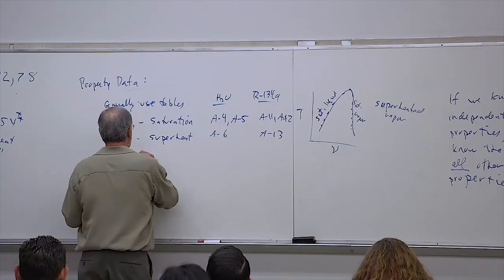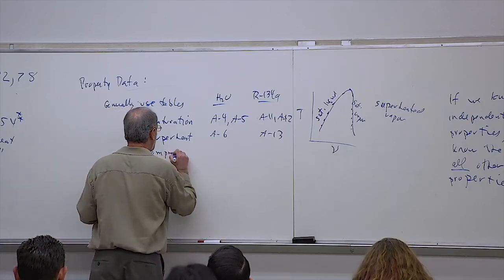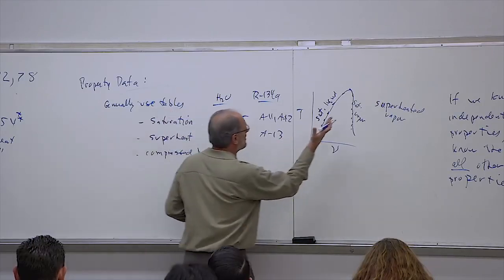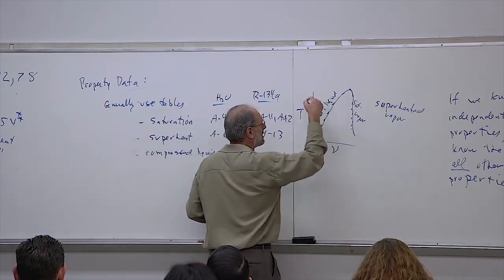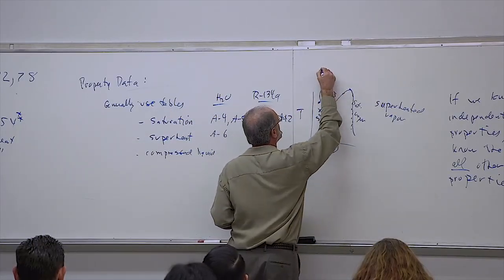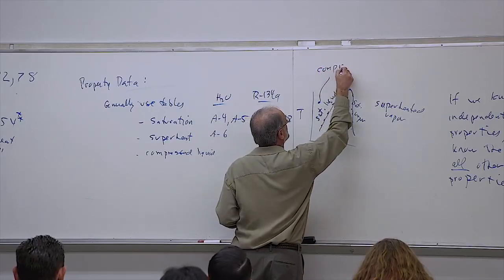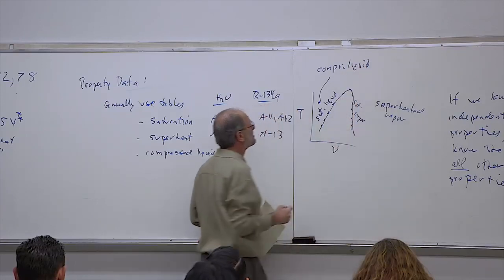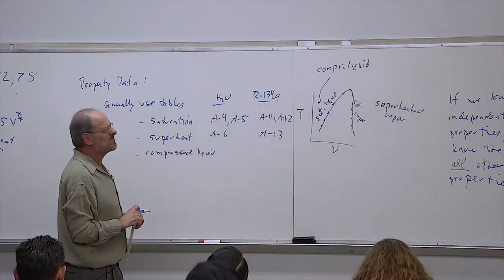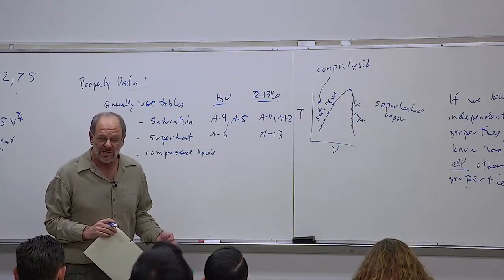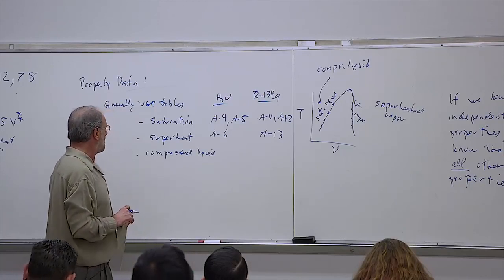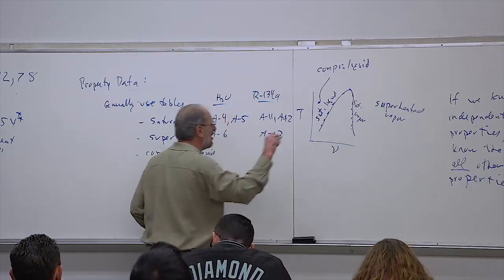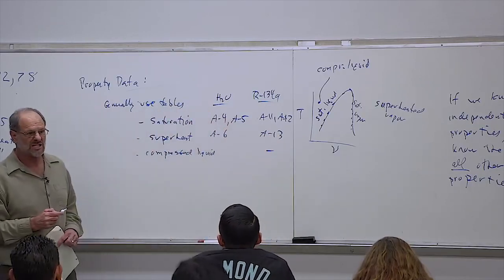And then lastly, if we have a compressed liquid, that will be over here to the left. I didn't leave myself much room here, but a compressed liquid is to the left of the saturation curve. Sometimes a compressed liquid is called a subcooled liquid, but it's the same thing. Now, the problem with compressed liquids is, first of all, that there's no data at all for the refrigerant. There just isn't a table.